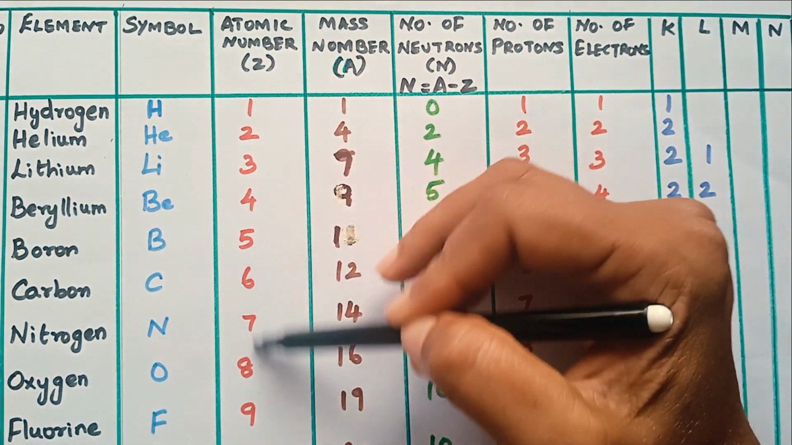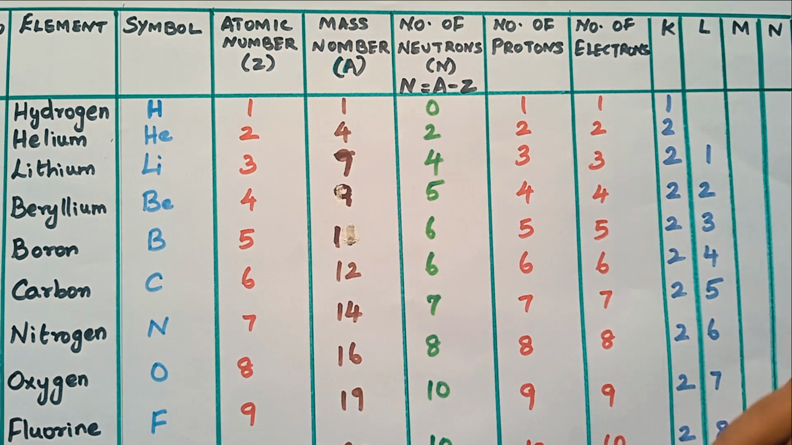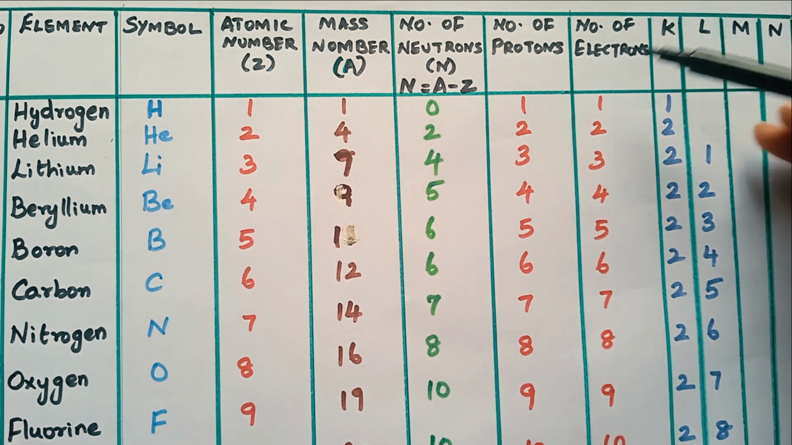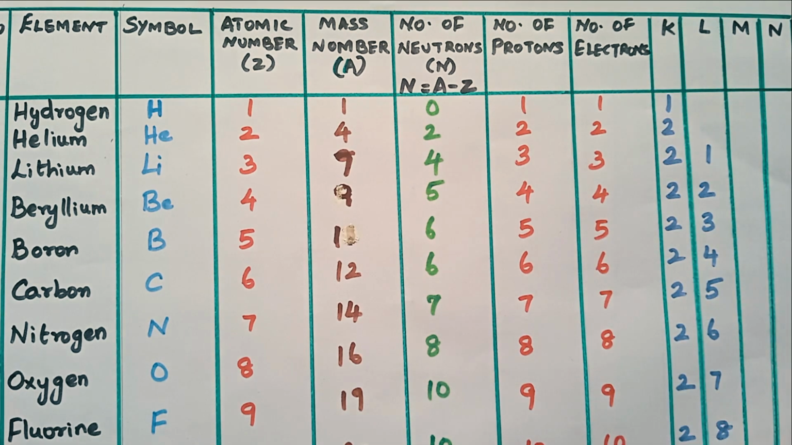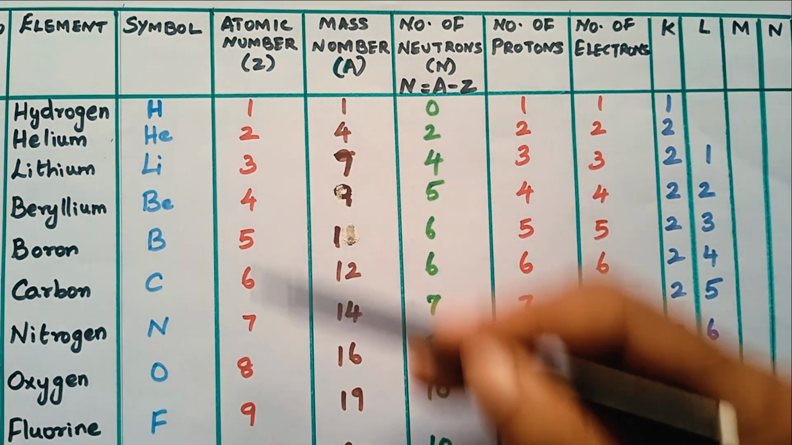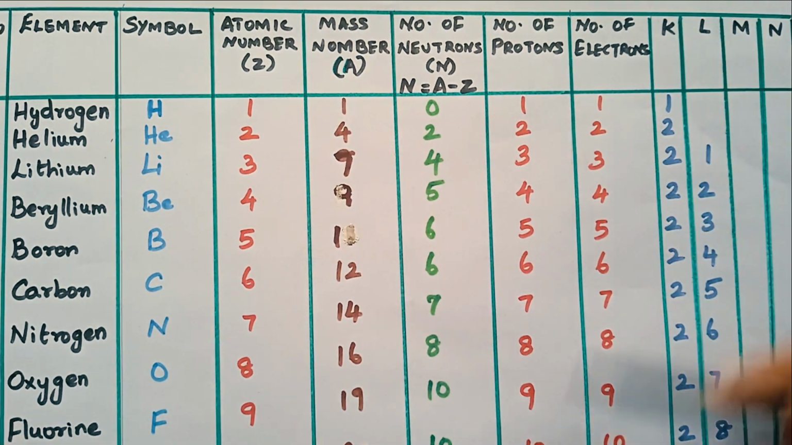So the atomic number and the number of protons will be the same. Even the number of electrons will also be the same as the atomic number. So I have given the atomic number, number of protons and number of electrons in the same color.